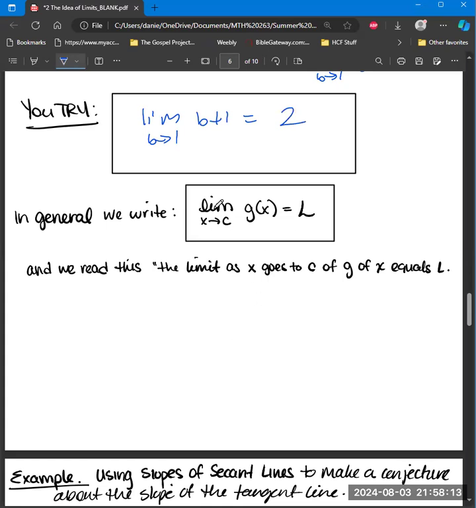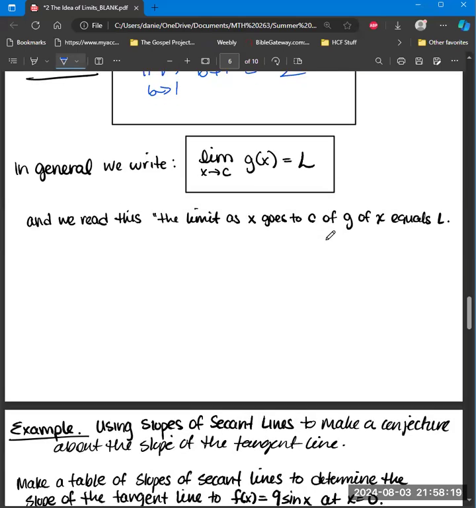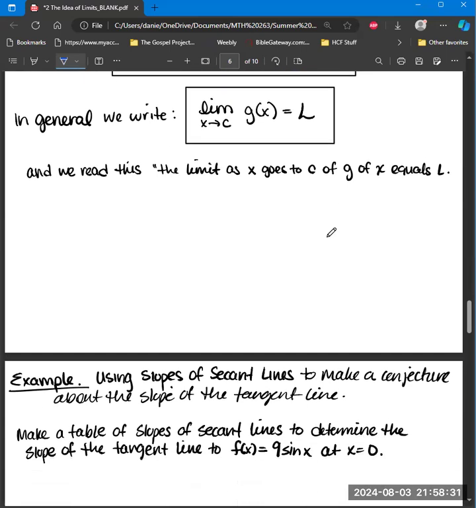In general, we write the limit as x approaches c of the function is equal to L, where L is a finite number. It cannot by definition be infinity or negative infinity. It must be a number L that's a real number, right now, since we're only dealing with real numbers. So the limit as x approaches c of g of x equals L.